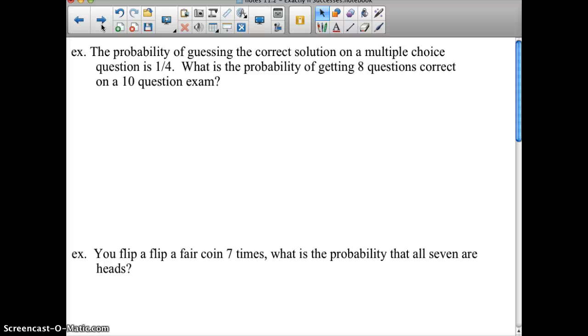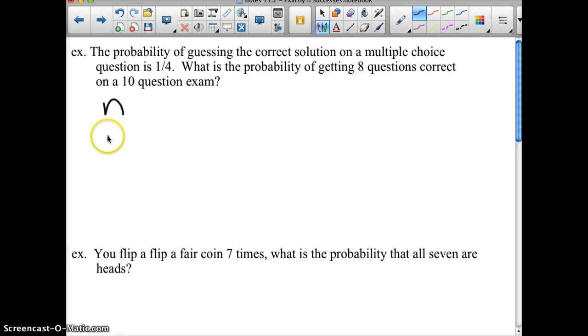Okay. The probability of guessing the correct solution on a multiple choice question is 1/4. So there's 4 choices, and you pick one, right? What is the probability of getting 8 questions correct on a 10-question exam? So you want to get exactly an 80. Now that's not going to say at least an 80, because we're going to talk about those in the next video. All right, so this is a binomial probability. Either I get the questions right or I don't, okay?